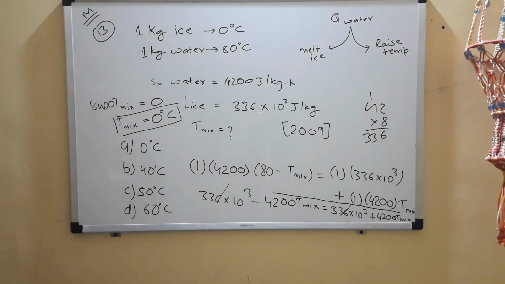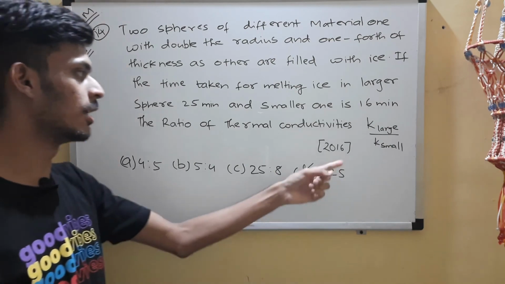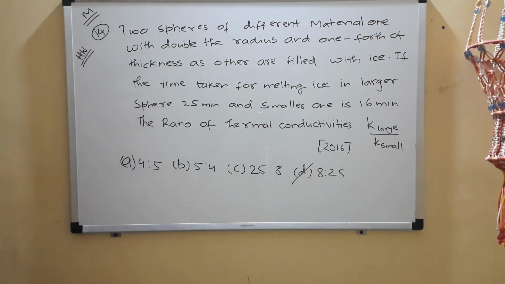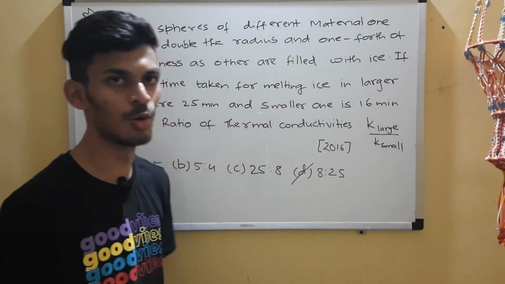Over to the last question for today. Question 14 over here is your homework question. It is also a moderate category question. It appeared in 2016 BITSAT, so do give this question a humble try. You can pause this video now and take a screenshot. After solving, the answer that you should get is option D, 8:25.